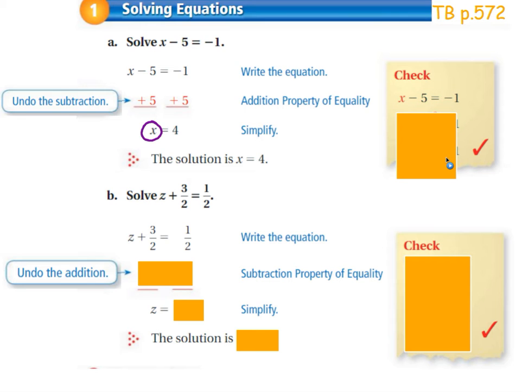Let's make sure that we completed this correctly by checking it. The first thing we do is replace x with 4. 4 minus 5 does equal negative 1, so we know we've done it correctly.